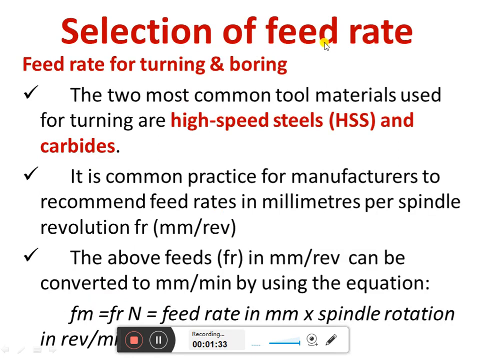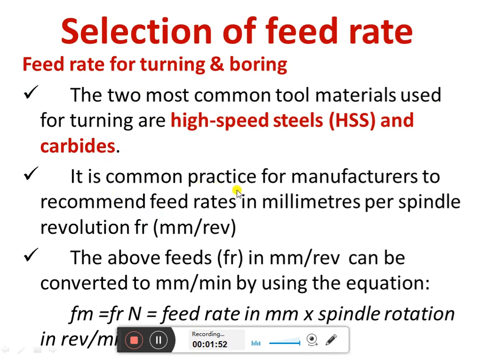The selection of feed rate. So, feed rate for turning and boring. The two most common tool materials used for turning are high speed steel, that is HSS, and carbides. So these are the two major tools we are using in machining.